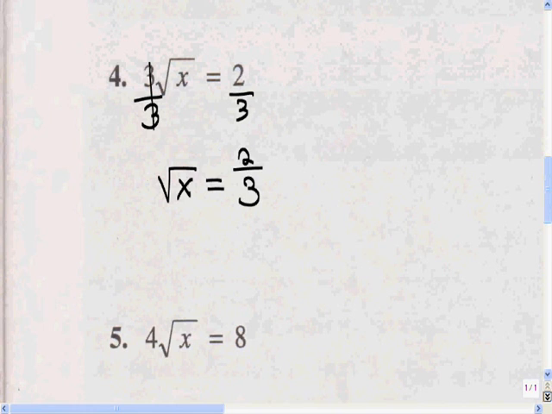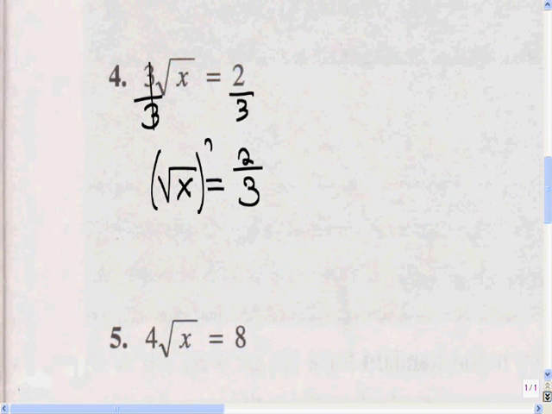What's the next step? Once I isolate the radical, the next step is I square. So this 2 is going to apply to this radical x. And since hopefully you're starting to get the hang of it, I could start skipping steps. That's going to give me radical x squared, and the square root of x squared is x. So I'm just going to write x here.